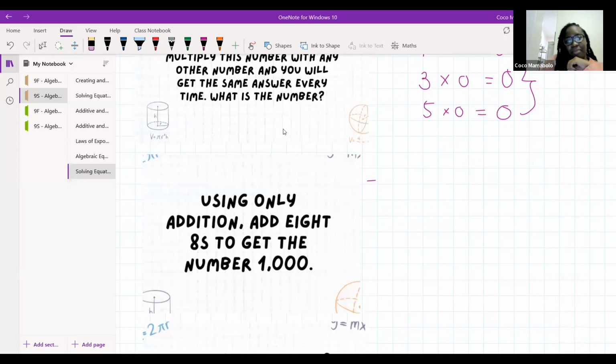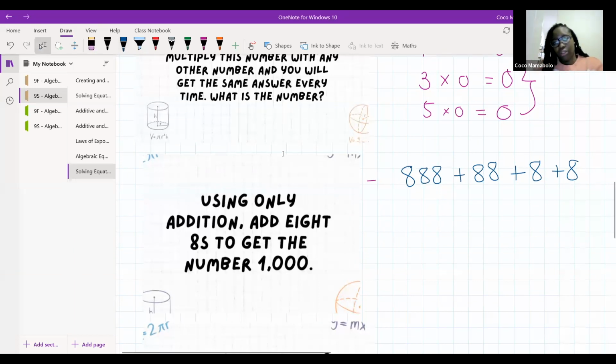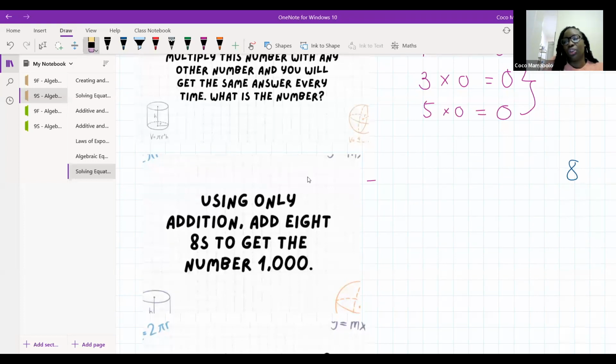Leia said 888 plus 88 plus 8 plus 8. And you can keep going. Molokadi, if you use 888 plus 888, it's going to go too far. Remember, we want them all to add up to equal 1,000. So think about that, guys, and tell me what the equation needs to look like.